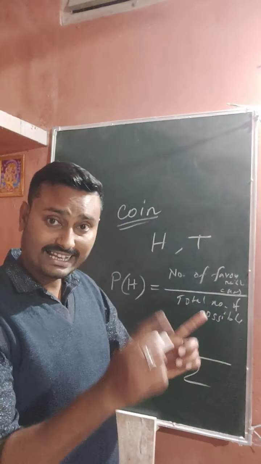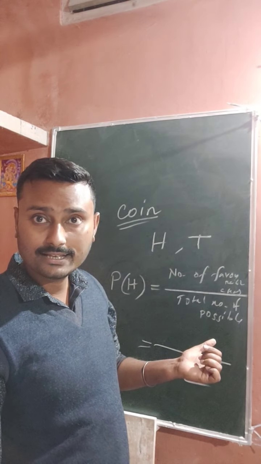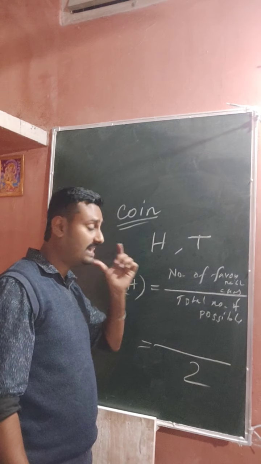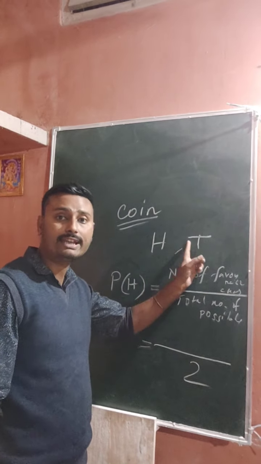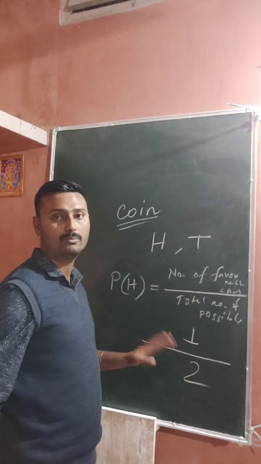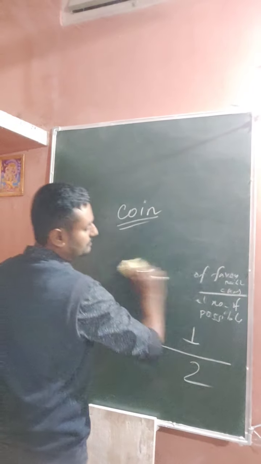Now come to the second part. You toss the coin. So what is the probability of getting a head? In reality, either head will appear or tail will appear. That means the favorable cases are 1 by 2. Clear? Again, let us take another example.